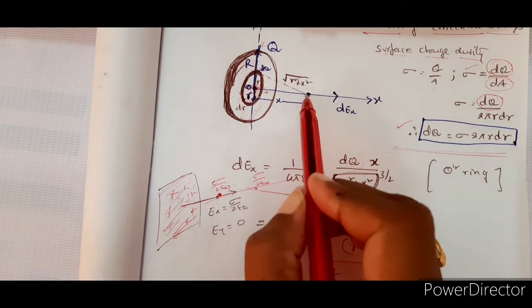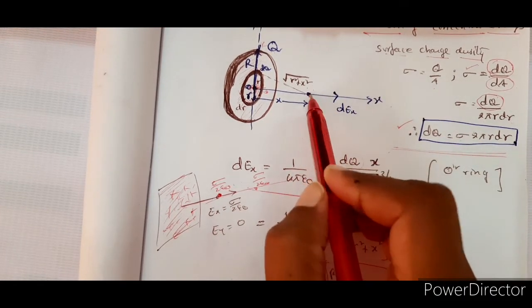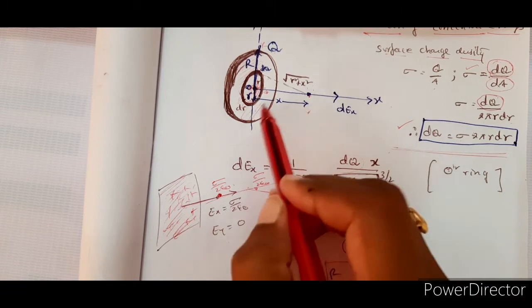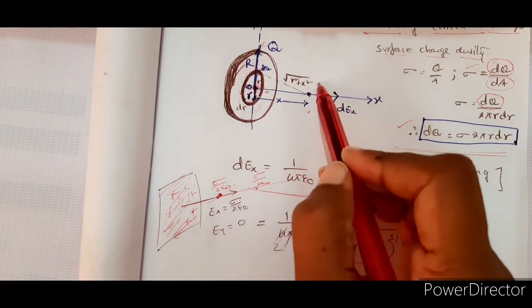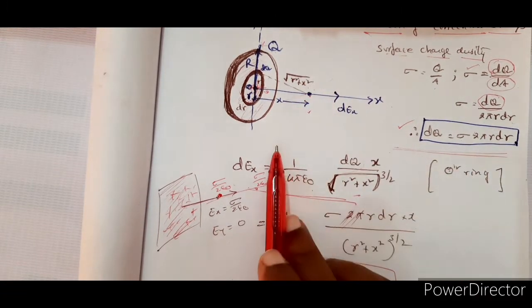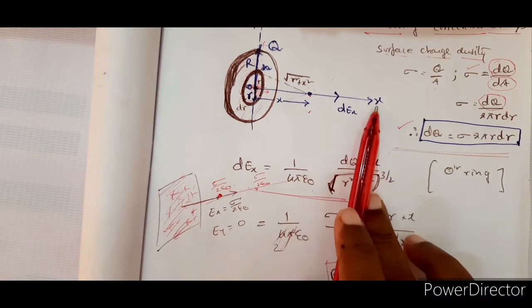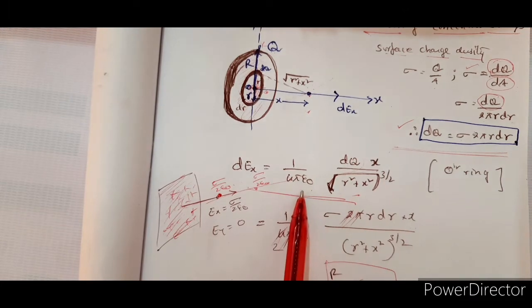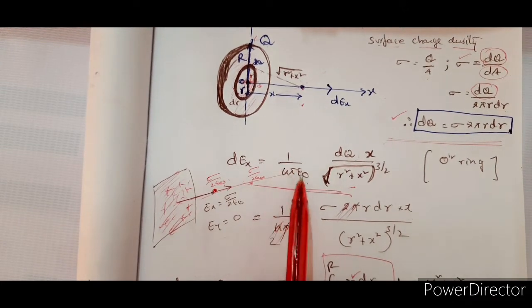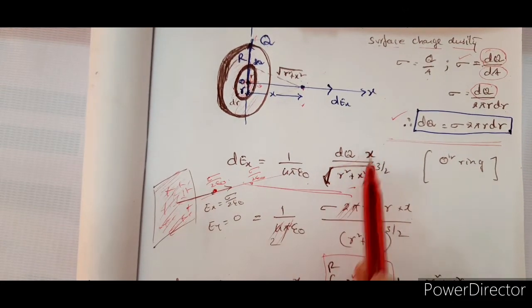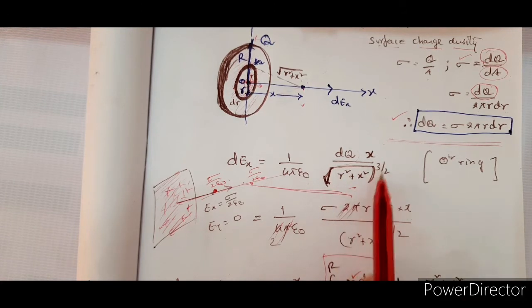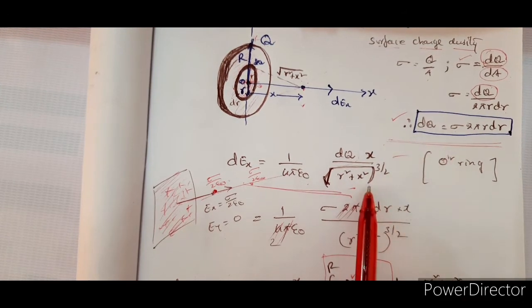Now why are we finding out dEx? Already you know that. dEy in this direction and again dEy in the opposite direction will get cancelled, which you have theoretically seen already in the case of the circular ring. So you are applying the direct concept here in place of the circular ring, that is 1 by 4 pi epsilon naught dq x by (r square plus x square) whole power 3 by 2. This is from the circular ring concept.